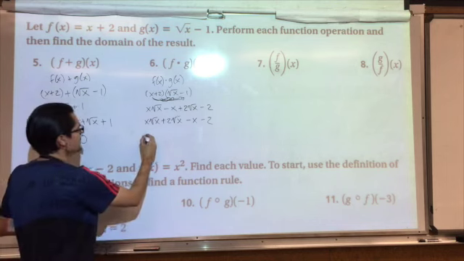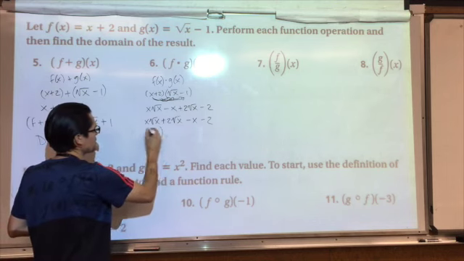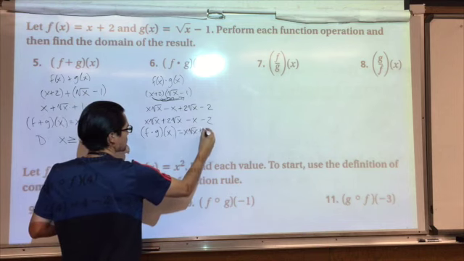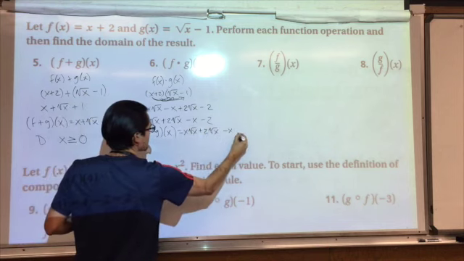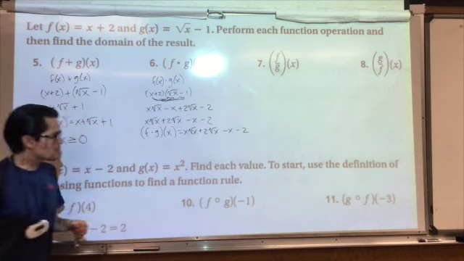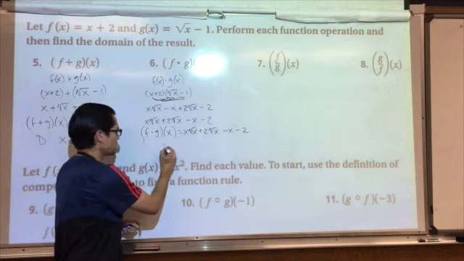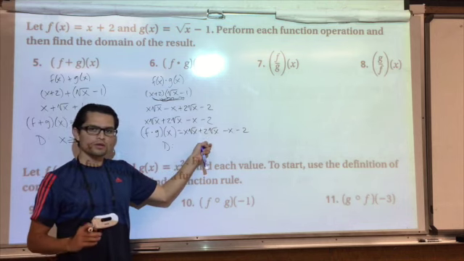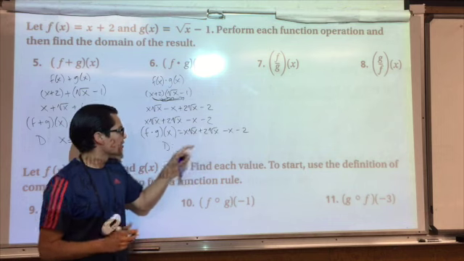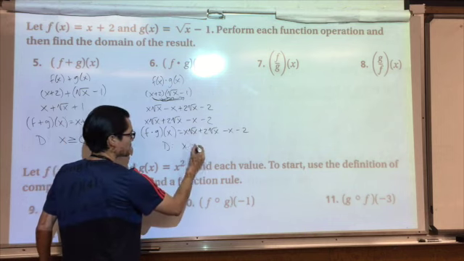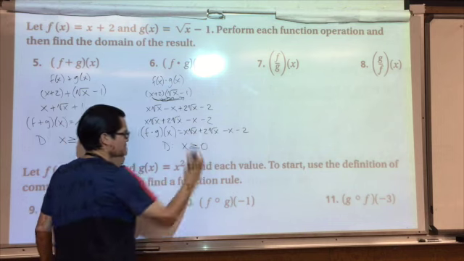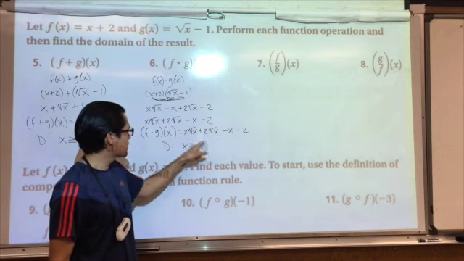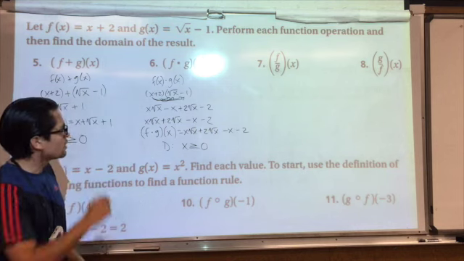This is f times g of x: x radical x plus 2 radical x minus 2. What's the domain here? As you can see, there are also radicals here. Radical, radical. That gives me the restriction, right? x cannot be negative. So once again, the domain must be x is greater than or equal to 0. For this particular one, x could be anything you want. But since these two have an exception, x cannot be negative.